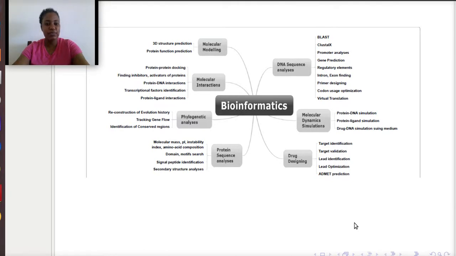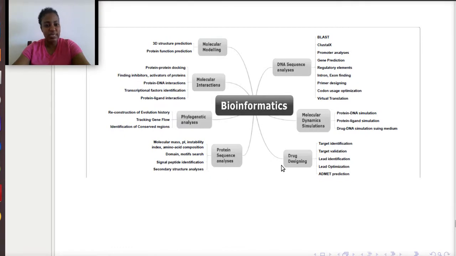Evolution, how do you study evolution? That's the phylogenetic analysis. It also needs software tools. How do you track gene flow? Identification of conserved regions, reconstruction of evolutionary history. How do you do that? That is all software development work and data science applications for predictions. Okay, composition, you are looking for protein sequence analysis, signal peptide identification, secondary structure analysis, drug design.